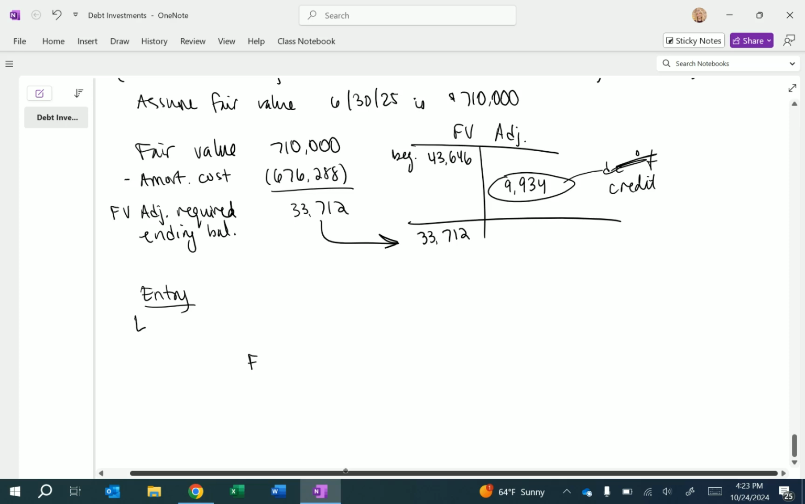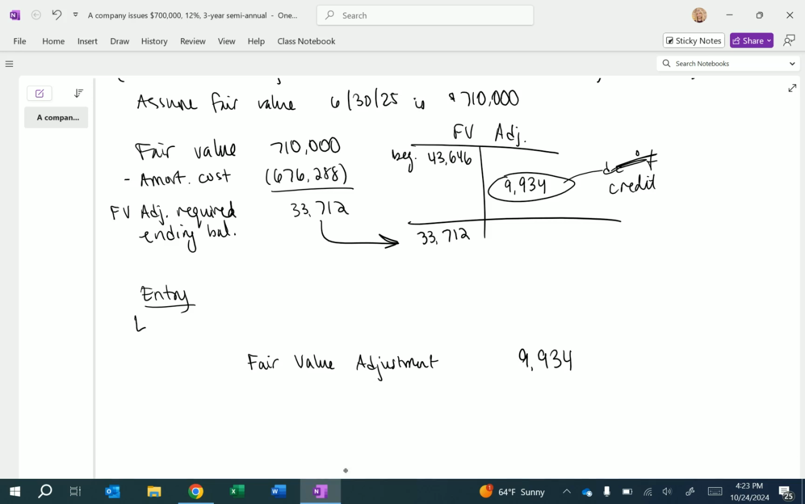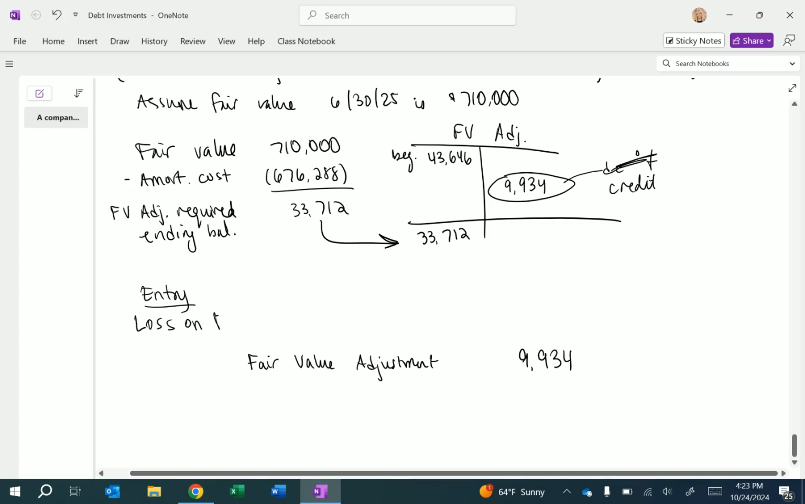So we're going to need to credit the fair value adjustment account 9,934, and the other side of that entry is a loss. There's a decrease in the fair value from when we first recorded a fair value adjustment. So this is loss on investment in bonds. And then this is unrealized because we haven't sold it, comma, because it's available for sale, other comprehensive income.